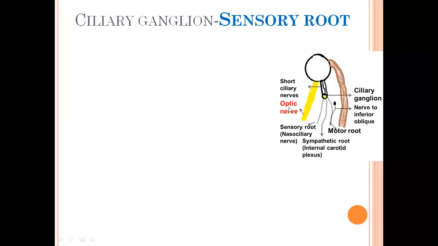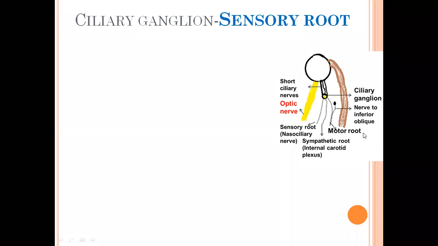The sensory root is passing through the nasociliary nerve. This is the ciliary ganglion, and you can see the sensory root here passing through the nasociliary. This is a simple diagram you can use for drawing. Just draw your eyeball here. This is the lateral rectus muscle and the optic nerve. In between you can see the ciliary ganglion. This is the short ciliary nerve. Draw three roots like this.